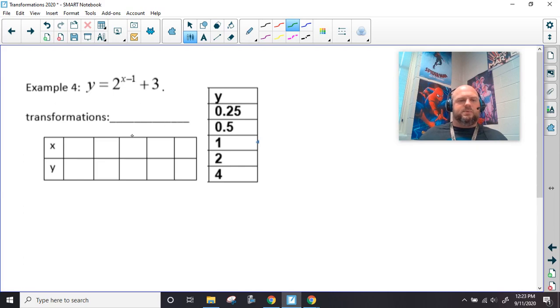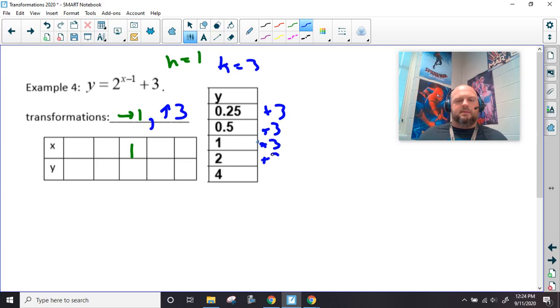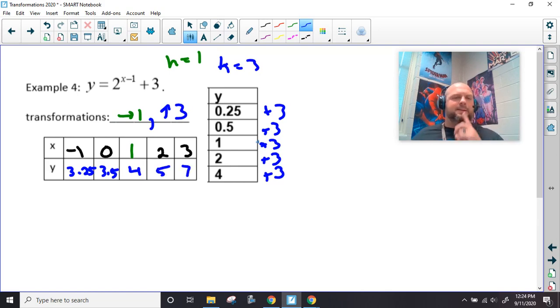So this is minus 1. That's the way it's written. So we know we're going to go right 1. Our H is 1, so it goes right here. Then our K is 3. So we know we're going to go up 3. So we're going to have to add 3 to all these. Zero, negative 1, 2, 3. All right. So now this is like 3.25, 3.5, 4, 5, 7.